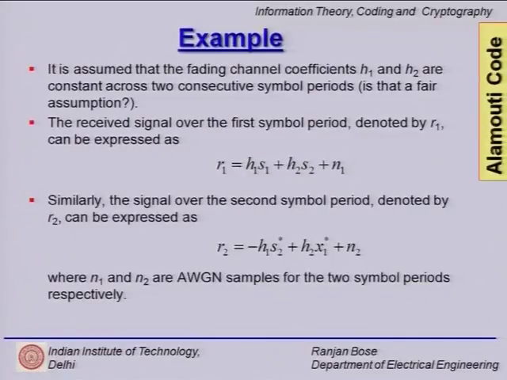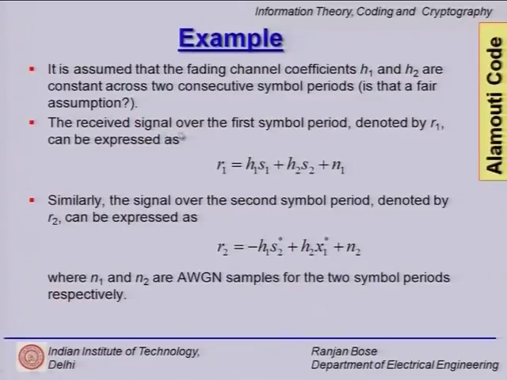So, let us make some more assumptions. It is assumed that the fading channel coefficients h 1 and h 2 are constant across two consecutive symbol periods. It is not a bad assumption. At the data rates we have, the symbol rates that we employ, the channel does not change significantly between the two time slots. Okay? So, is that a fair assumption? Yes, it is a fair assumption.